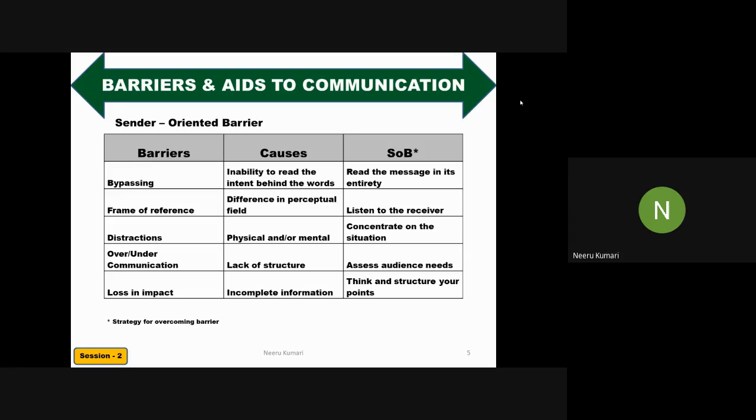Over communication means talking too much without giving any relevant thought. Under communication means not even speaking what is required. These two will lead to a barrier. And finally, loss of impact. When we are not creating the right impact with our communication, again, that will lead to confusion, that will lead to dilemma, that will lead to misunderstanding among the people.